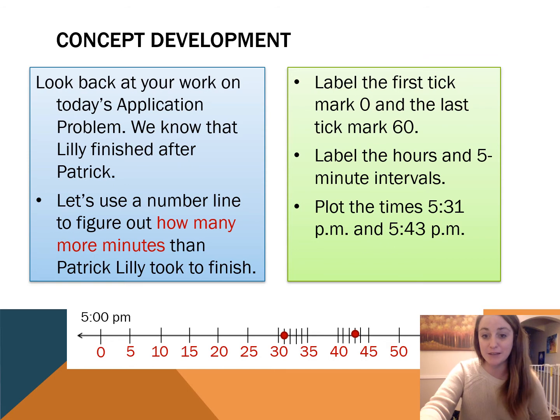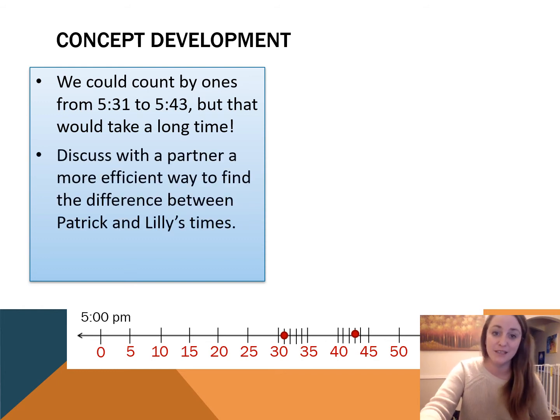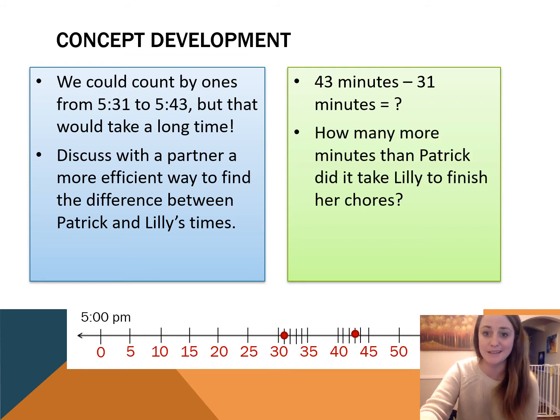That way I could see the specific times on my number line. We said count by ones from 5:31 to 5:43, but that could take a long time. What is an efficient way to find the difference between Lily and Patrick's times? I can think 43 minutes minus 31 minutes would equal how many minutes?